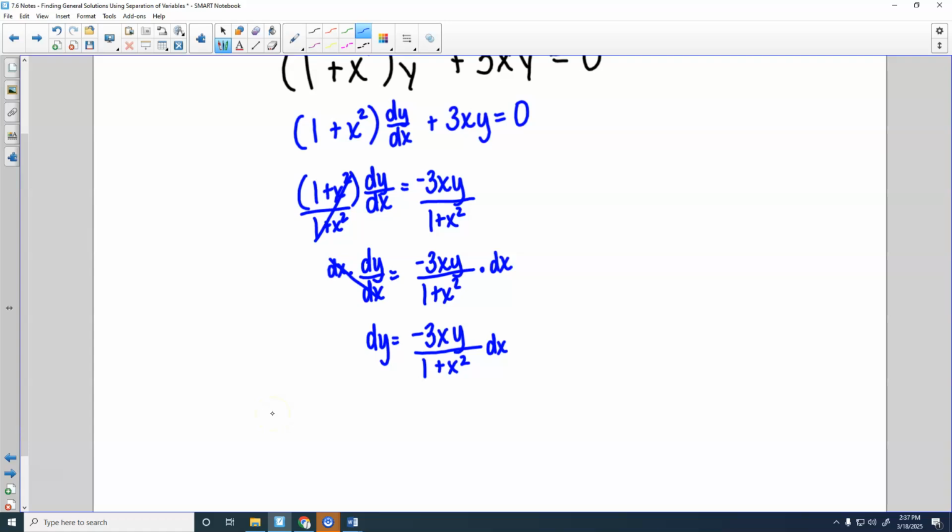All right, almost there. I still have a y over here on the right side. How do I get rid of it? Multiply by 1 over y. And so you can write it however you want. I'm going to do 1 over y dy, but it would also be okay to just say dy divided by y right there.